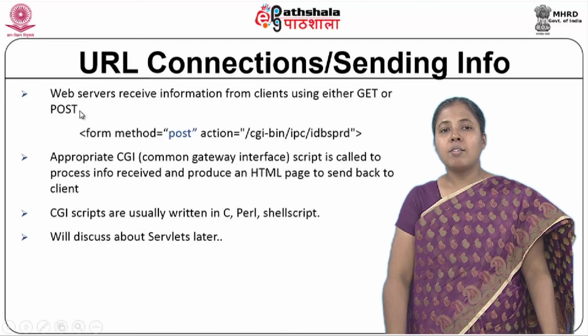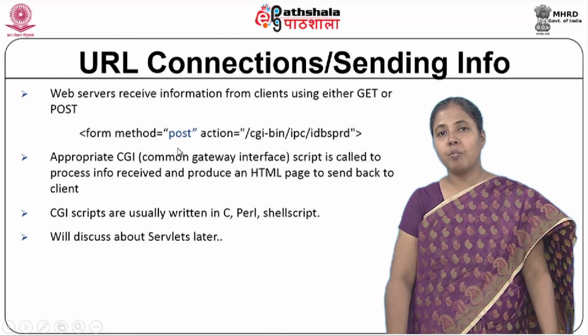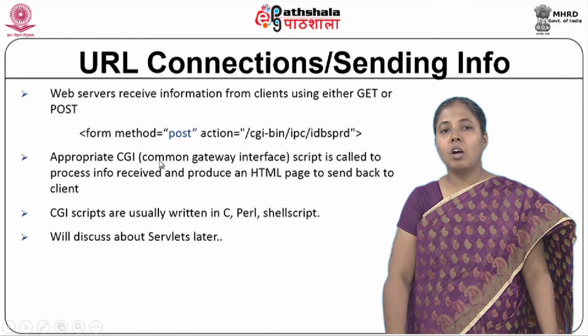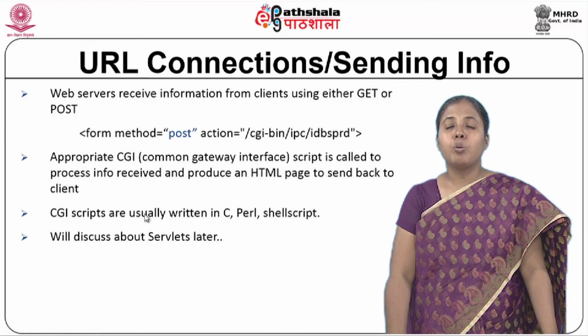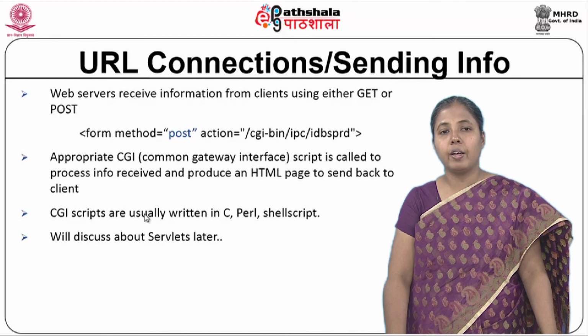Here, the web server can receive information from clients using either a get method or a post method. There are two kinds of request types called get or post. If it is a post method, then when you create a form, there is an attribute called method for which you would have given a value called post. This means that the entire information that you want to pass would be attached to the header and sent to the server, and there would be an appropriate CGI script which would process this information and produce a response as an HTML page back to the client.